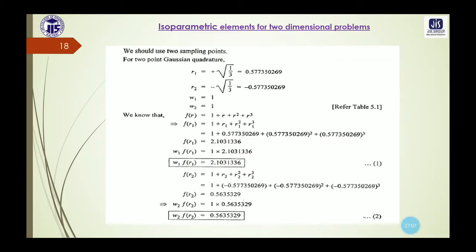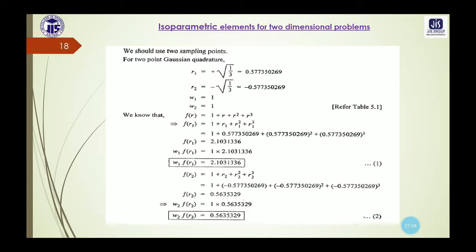For 2-point Gaussian quadrature, the value of r1 is plus root under 1 by 3, and r2 is minus root under 1 by 3. The values of w1 and w2 are 1. All these values of r1, r2 and w1 and w2 we need to obtain from the table that we have seen earlier regarding the Gaussian quadrature.